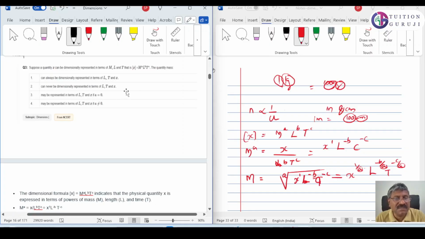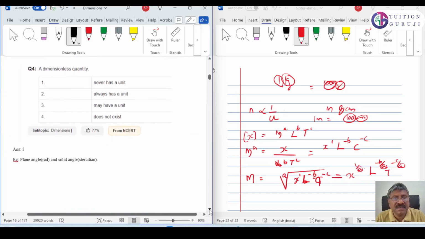Can never be represented, that is also wrong. May be represented, that is also wrong. There is no maybe or anything. May be represented in terms of L and T if the condition is a is equal to 0, that is wrong. A is not equal to 0 is correct.